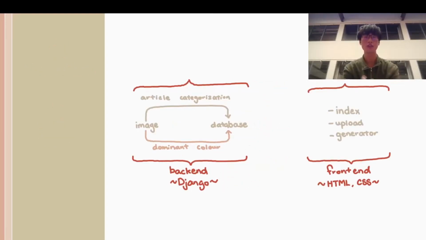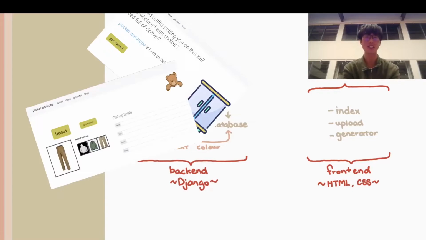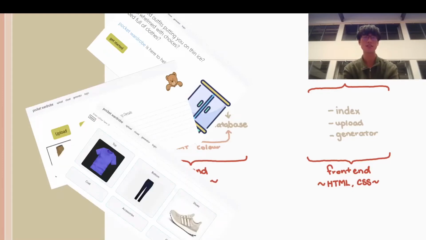So now on the front end, we're ready to take a close look at the three main pages and how we managed to finish coding. This is all coded using HTML and CSS and uses Django to integrate with the backend.